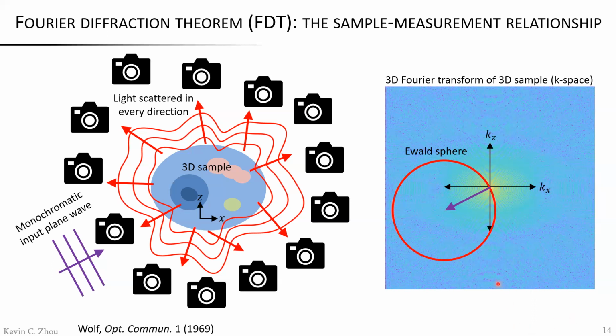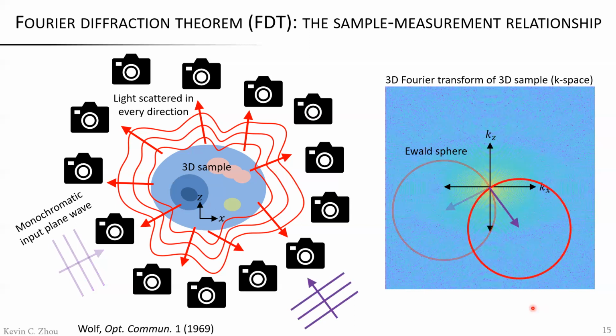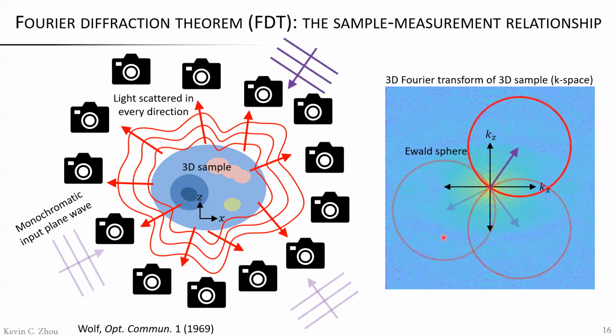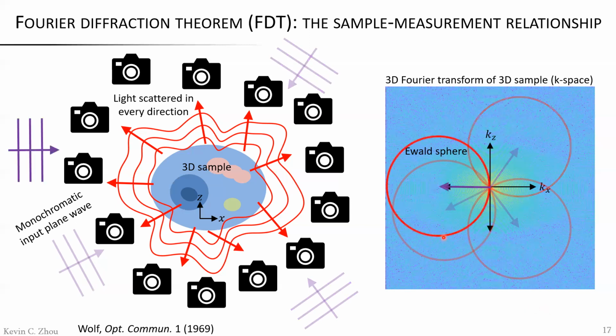So how do we get more information? Well, we're already measuring the field from every angle. So the other thing we can try is to vary the illumination angle. For example, if we illuminate from this direction, the Fourier diffraction theorem tells us that we will measure this Ewald sphere as dictated by the illumination wave vector. So these are pointing in the opposite direction. Likewise, we can illuminate from a few more directions and obtain more information along these rotated Ewald spheres, and so on and so forth.